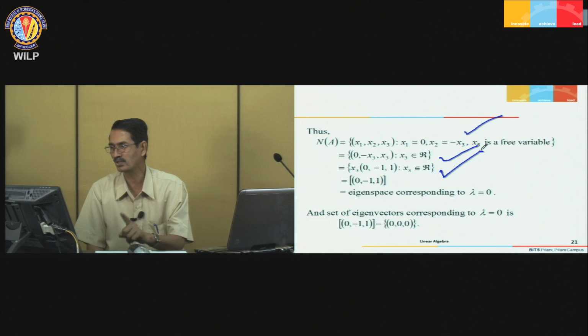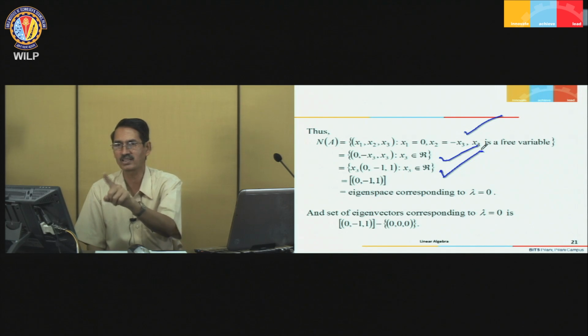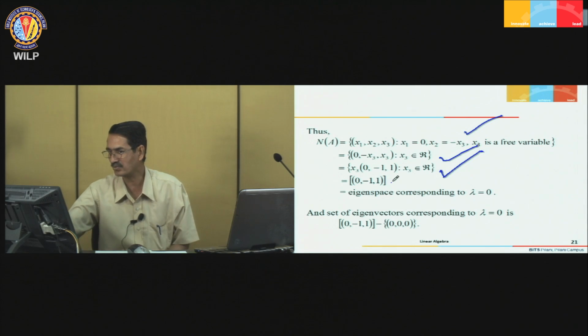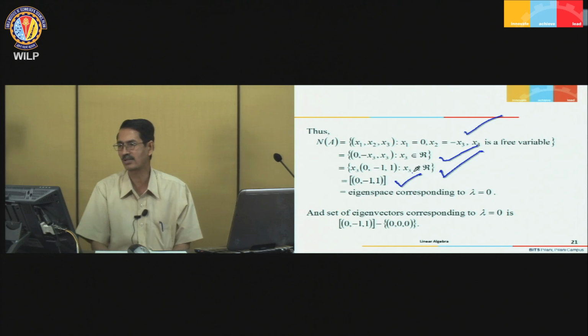The null space of A is the scalar multiples of the vector (0, -1, 1), so this is the span of (0, -1, 1). This is called the eigenspace corresponding to lambda equals 0.